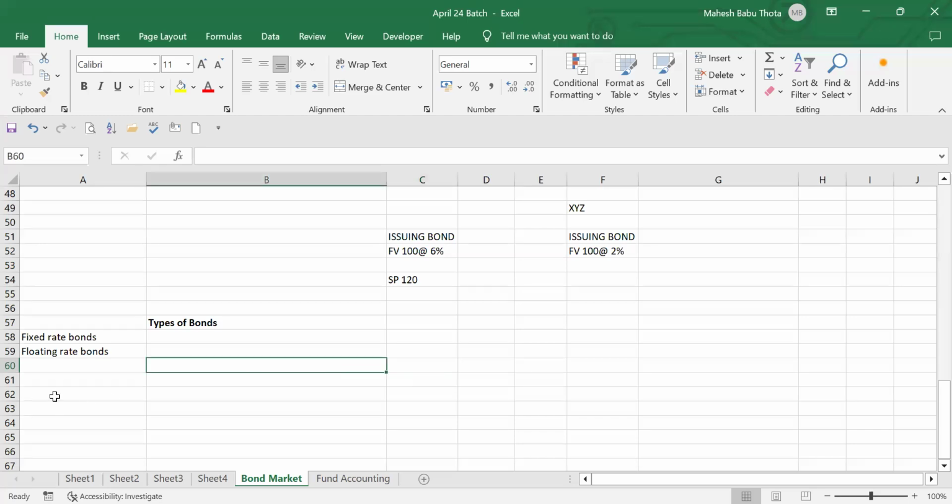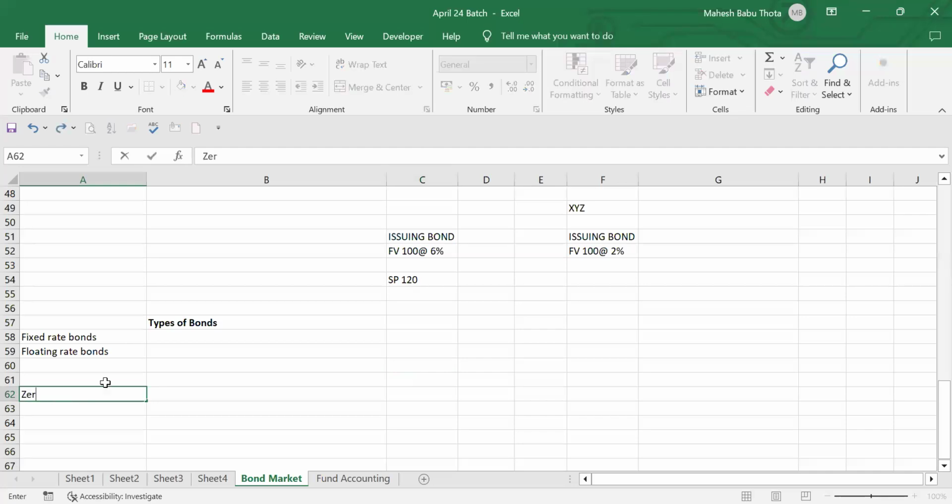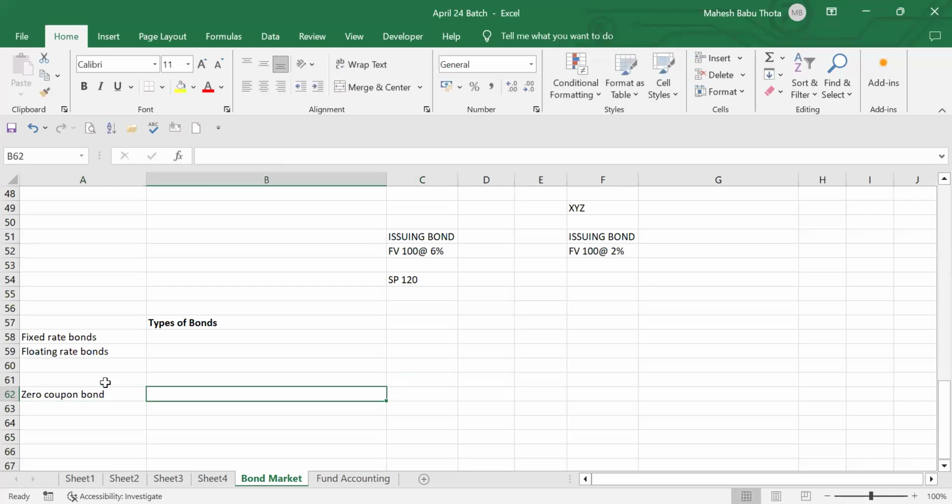Then we have the zero coupon bond, very important, also called a zero interest bond. Do you know what a zero coupon bond is? With this bond we do not pay regular interest. Basically, the bond does not pay any interest to the investor. The bond is issued at a discounted price. Let me explain in a different way. Suppose there is a bond with a face value of 100 rupees.